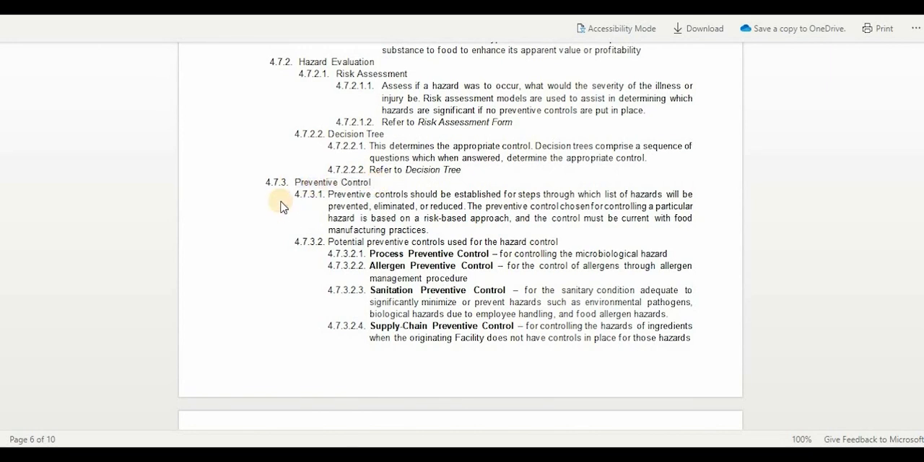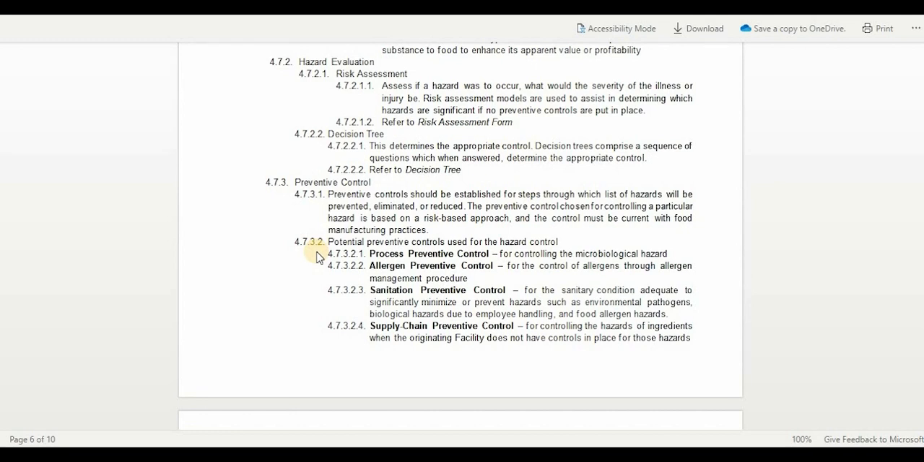Preventive controls should be established for steps through which list of hazards will be prevented, eliminated, or reduced. The preventive control chosen for controlling a particular hazard is based on a risk-based approach, and the control must be current with food manufacturing practices. Potential preventive controls used for the hazard control.